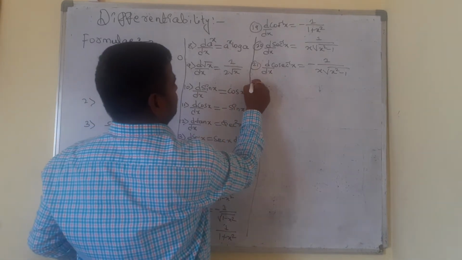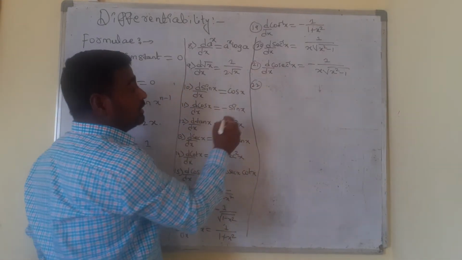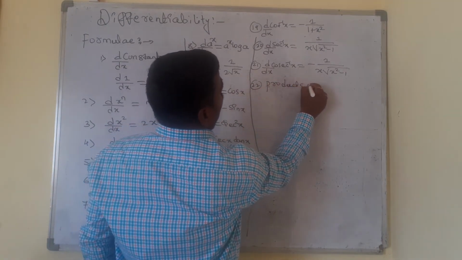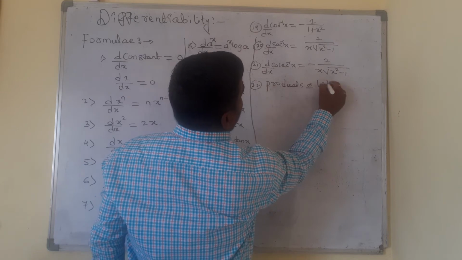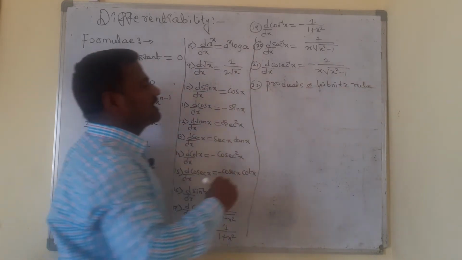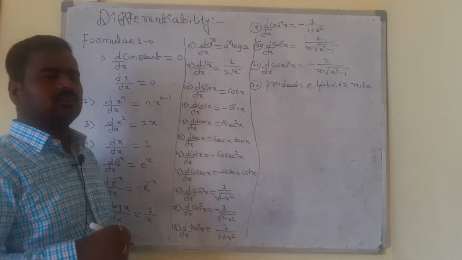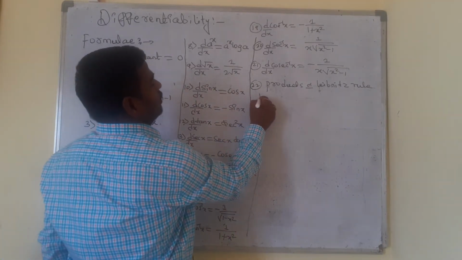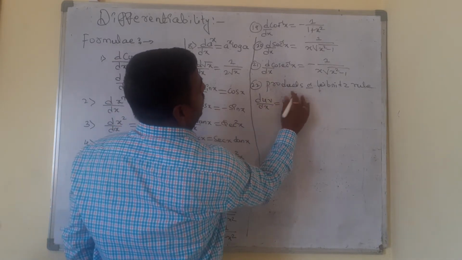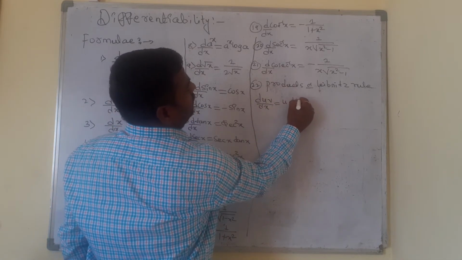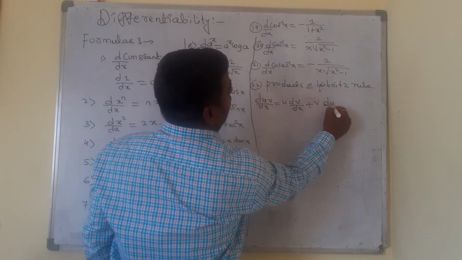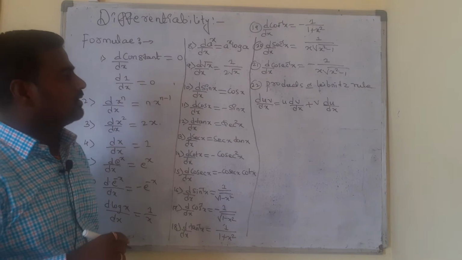Next, I am going to write the product rule, or Leibniz rule. One of the greatest mathematicians has given this wonderful formula. Differentiation of uv with respect to x: keep u constant, dv by dx, then keep v constant, du by dx. So these are the values.